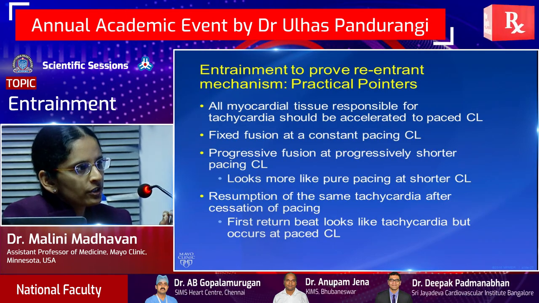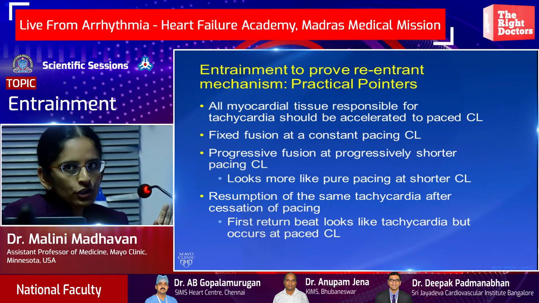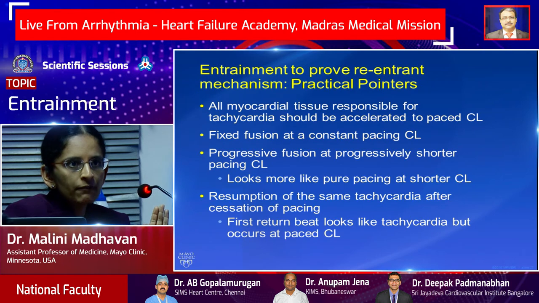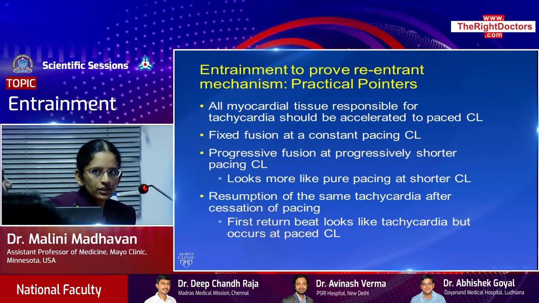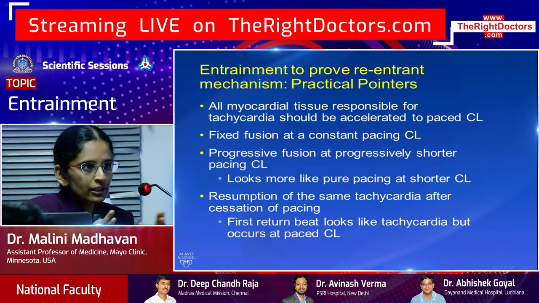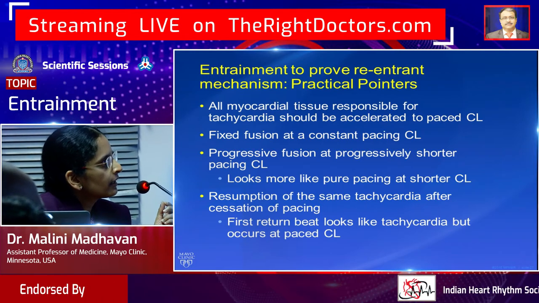Few other pointers when you're assessing entrainment maneuvers. Number one, all the myocardial tissue needs to be accelerated. So if you have certain parts of the circuit that are not getting accelerated, certain parts of the heart, electrograms not getting accelerated to the paced cycle length, that's not a maneuver that you can interpret. So that's one thing that you want to make sure.